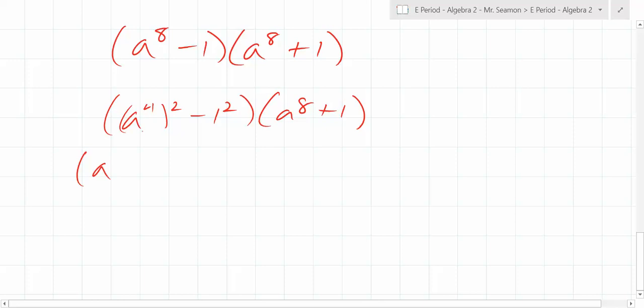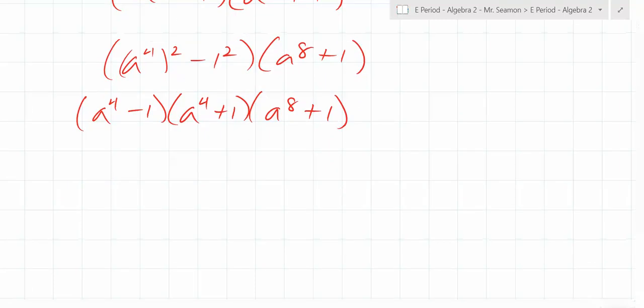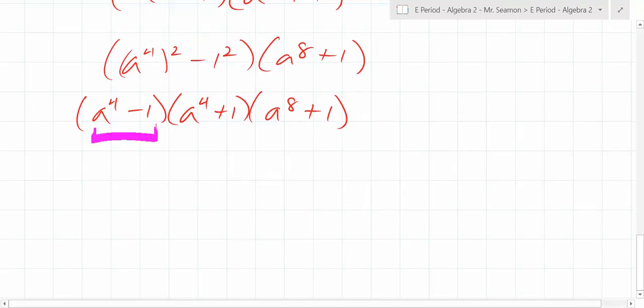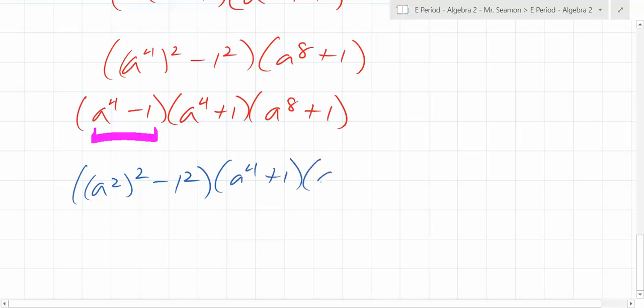A to the 4th minus 1 times 8. Wait, this one's just coming down. The a to the 8th is just along for the ride. Oh, are we done? What's that? That's the difference of, that's a squared minus 1 squared. A to the 4th plus 1 times a to the 8th plus 1.